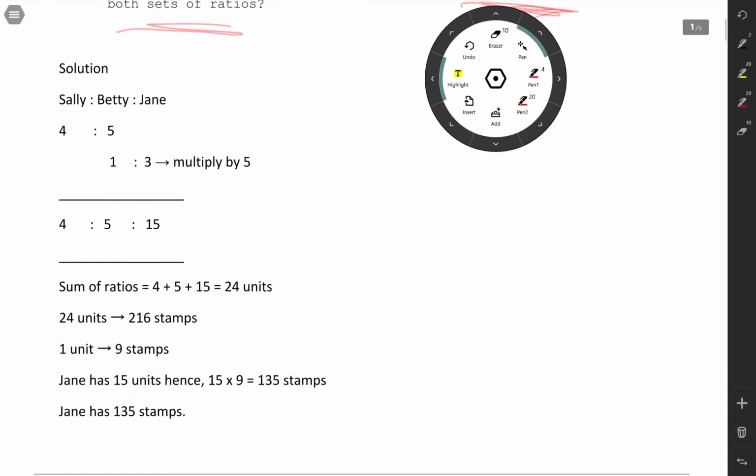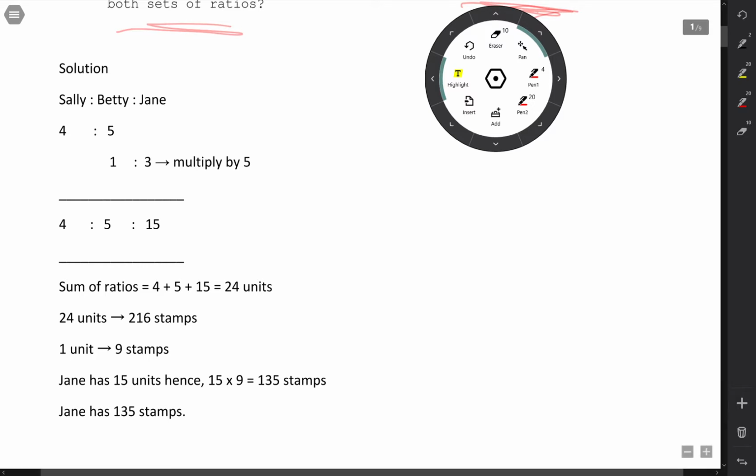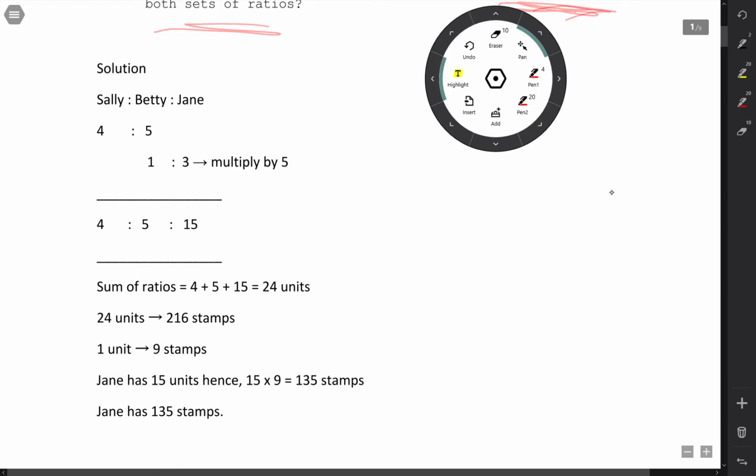Okay, so this is a solution. At first, we know that the ratio of Sally to Betty is 4:5. And then Betty to Jane is 1:3. Now since Betty is being repeated, we have to make this column the same so that we can compare. And what do we do to make this particular column the same? We multiply this whole row by 5.